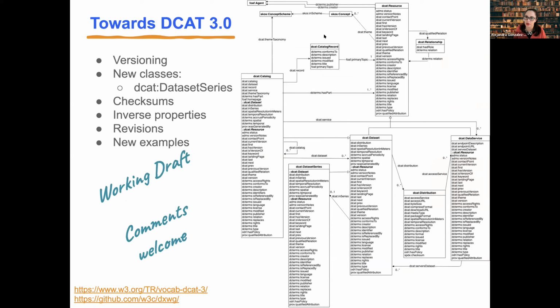But in the new version of DCAT that is coming up, we are including details on how to describe versions of data, a new class for a dataset series. We are adding checksums, an inverse property, and several revisions on the specification, as well as including new examples. As I said, this is a working draft at the moment, so comments are welcome.